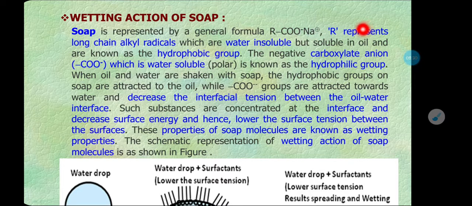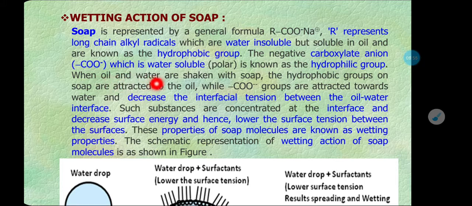So Na plus will be free in water and the carboxylate anion will be free. So this is the polar part and is known as the hydrophilic group. Because of its polarity, it is dissolved in water. So it is the hydrophilic group.